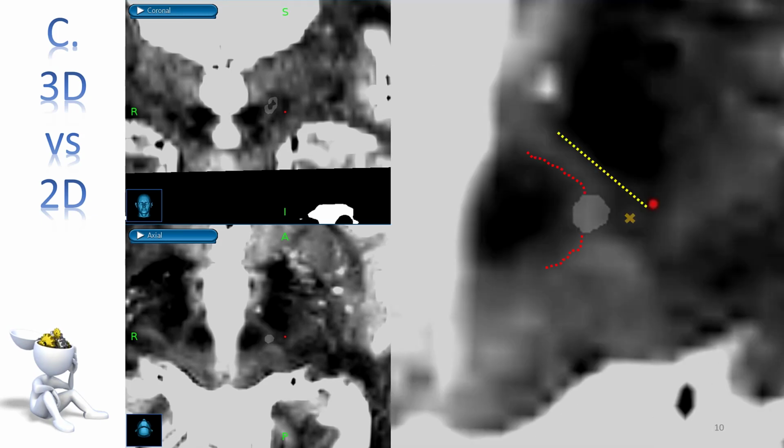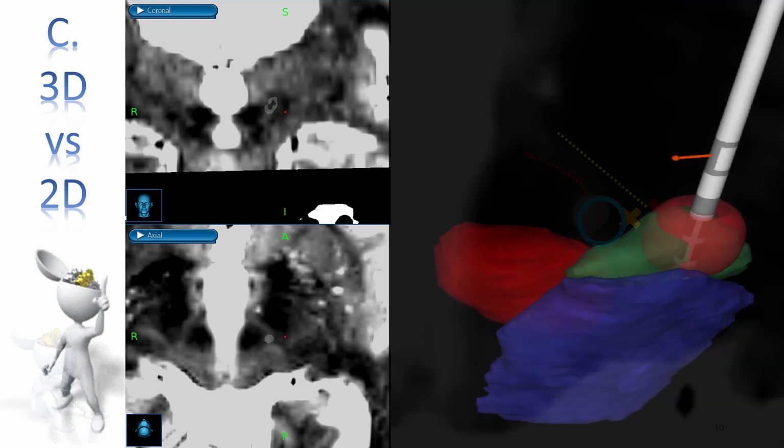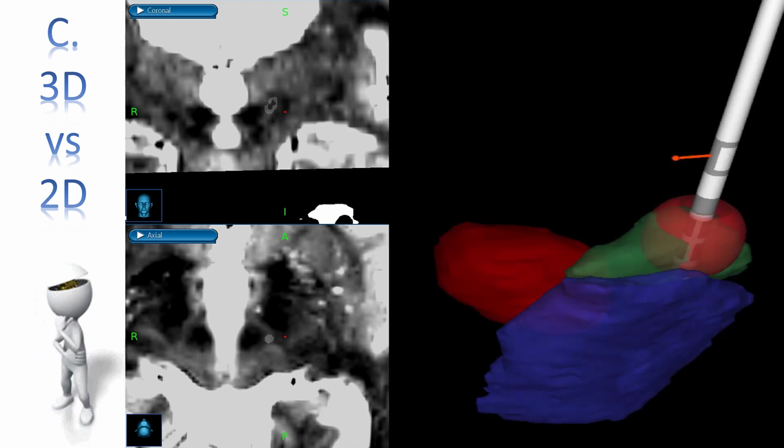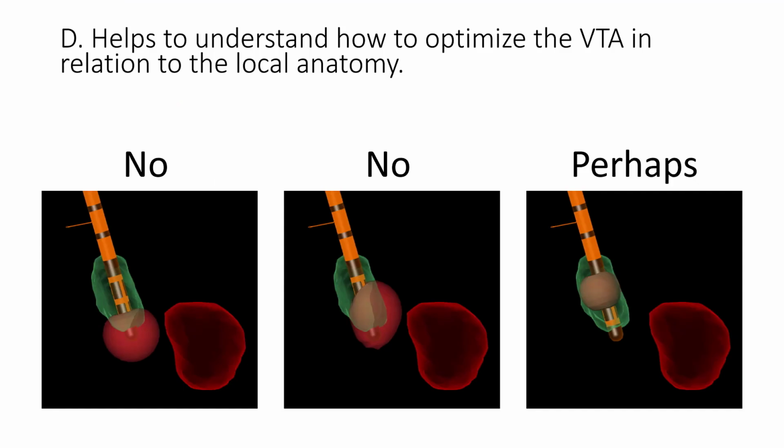Thirdly, visual programming provides a three-dimensional view of the area of interest, including the VTA. When we are looking at our MRI images, we are seeing two-dimensional representations of a three-dimensional reality, and to grasp the reality from these can be challenging. Now, we can get a three-dimensional image of the VTA in relation to the local anatomy.